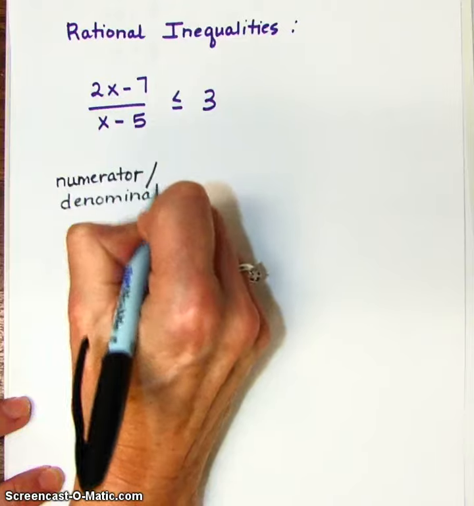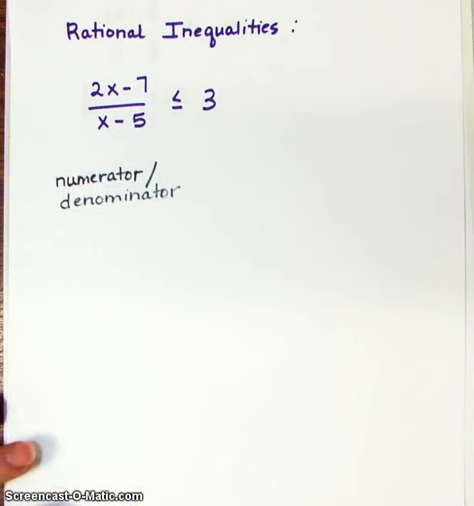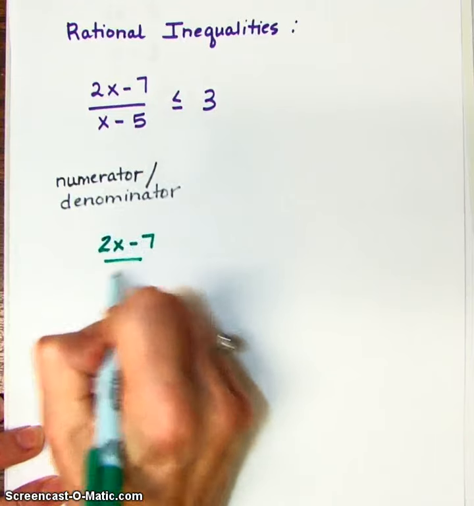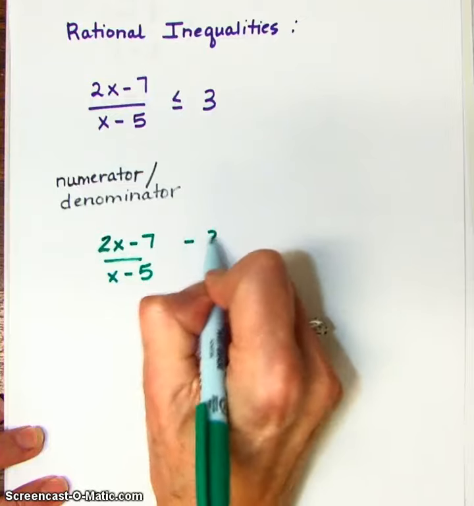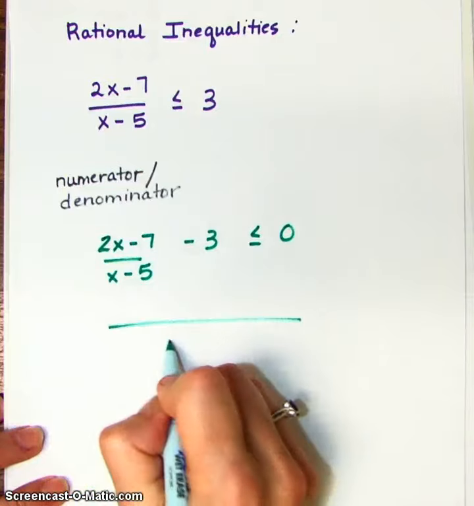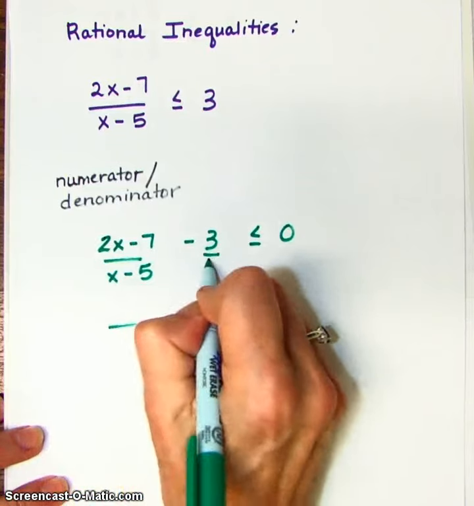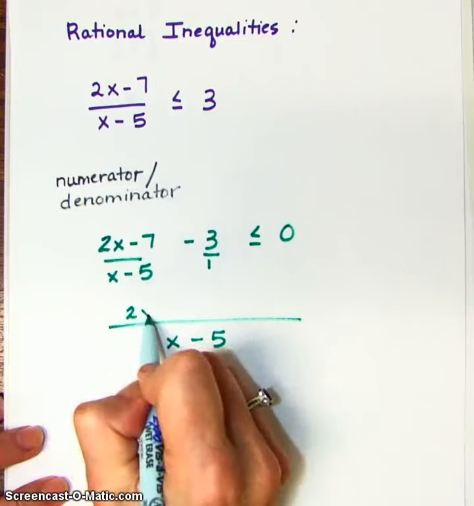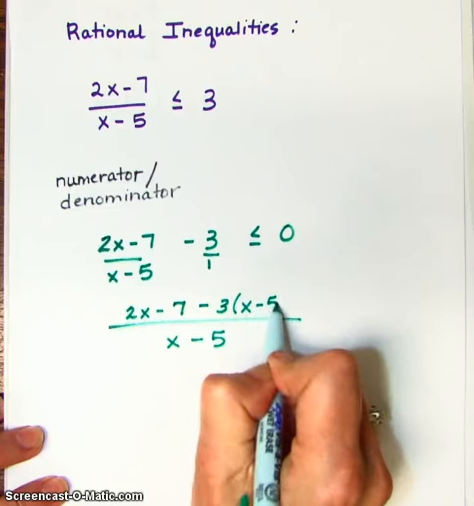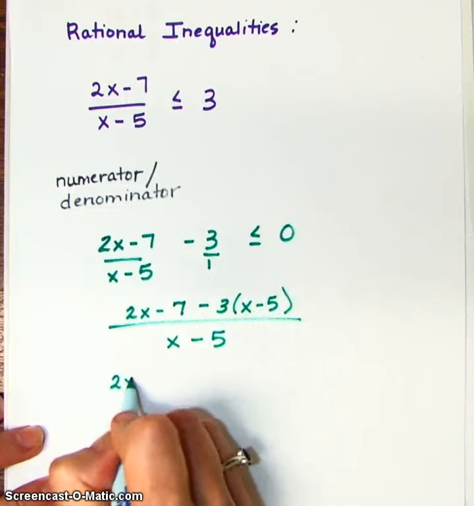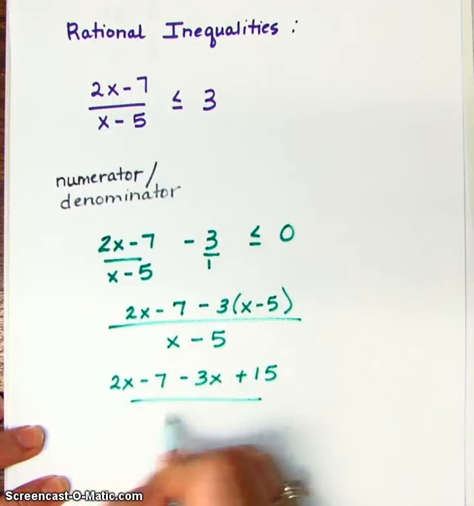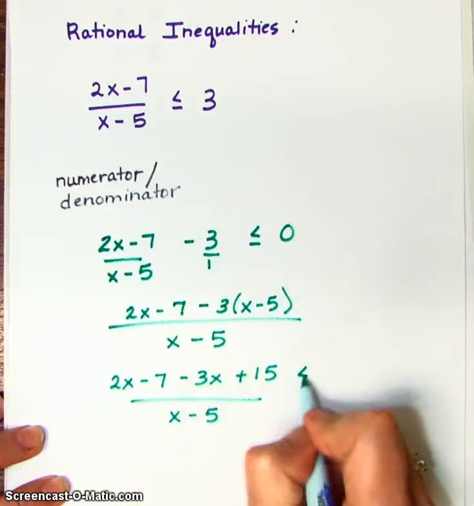Okay, so the first order of business, and I'm going to hurry through this one example. I'll have to talk more about this in class. 2x minus 7 over x minus 5 minus 3 less than or equal to 0. Need to get everything over a common denominator, which is x minus 5. Remember, this is 3 over 1. So that's going to be 2x minus 7 minus 3 times x minus 5. Okay, 2x minus 7 minus 3x plus 15 over x minus 5, all that less than or equal to 0.